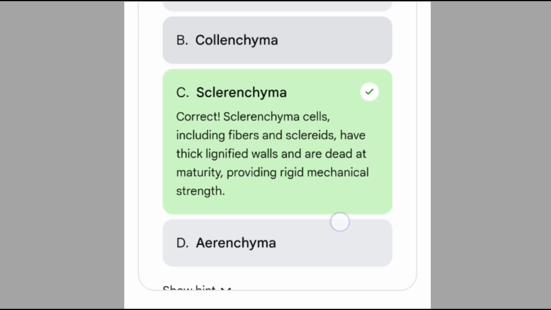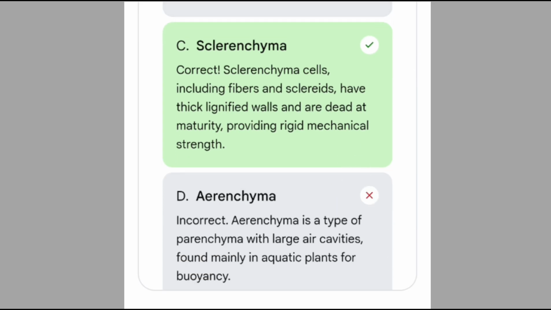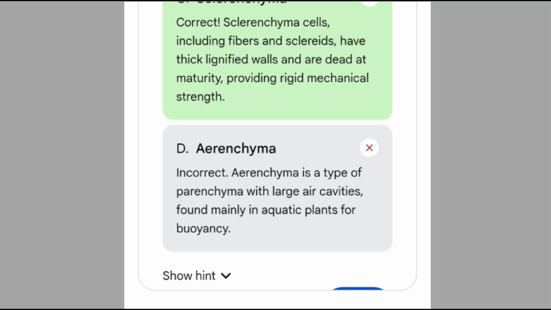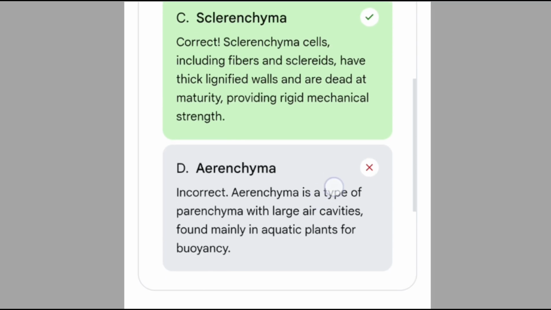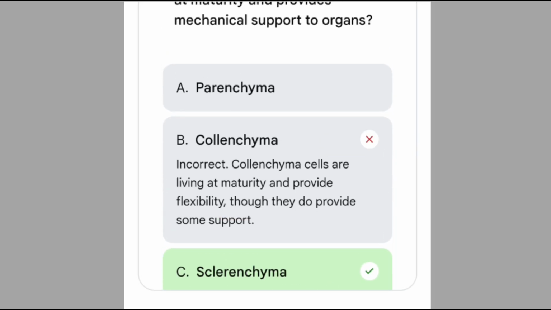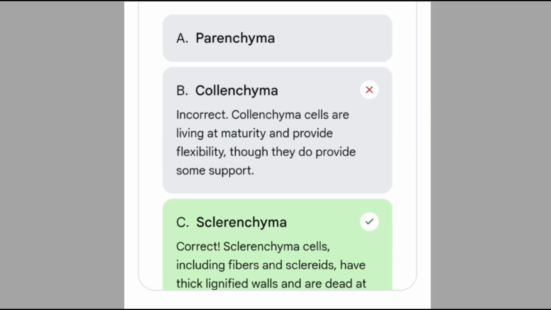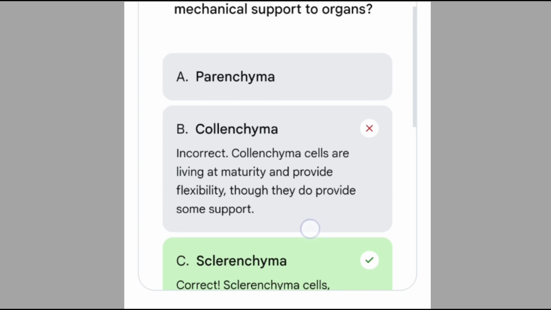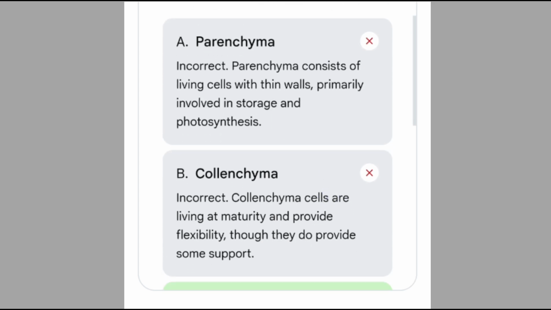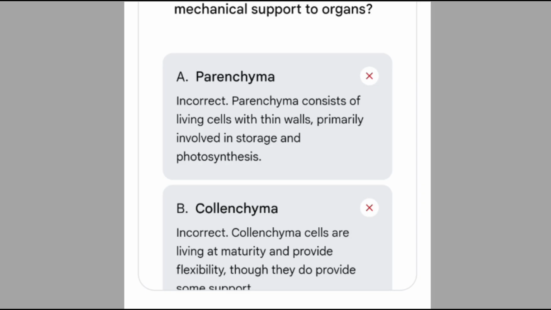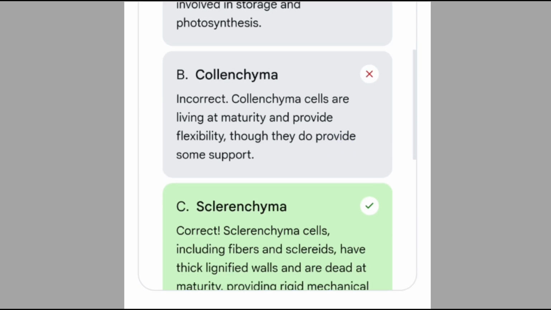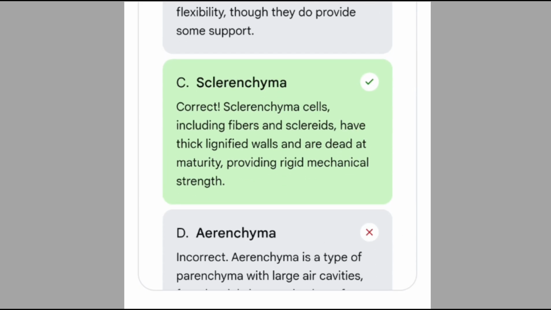a rigid mechanical strength. Whereas aerenchyma is not the answer because it is a type of parenchyma with large air cavities found mainly in aquatic plants for buoyancy, whereas collenchyma cells are living at maturity and provide flexibility, though they do provide some support, whereas parenchyma consists of living cells with a thin wall primarily involved in storage and photosynthesis. So all the other options are not correct. The correct option is sclerenchyma.